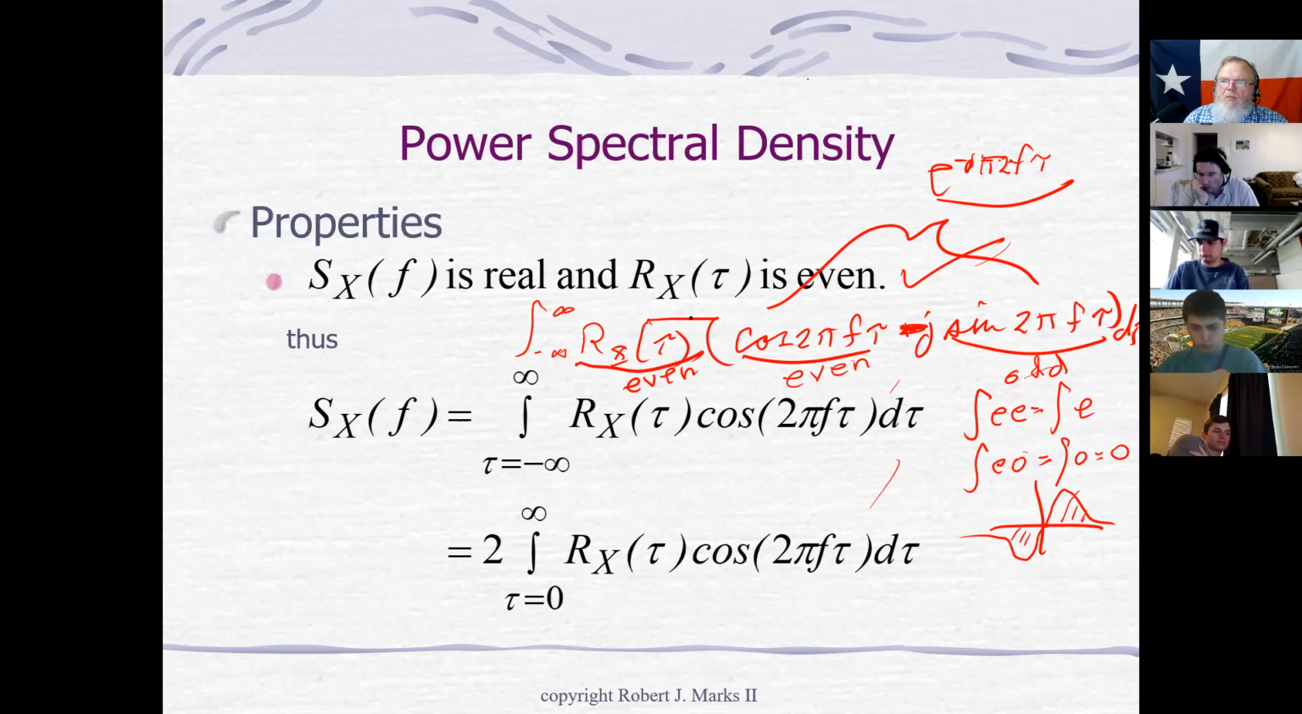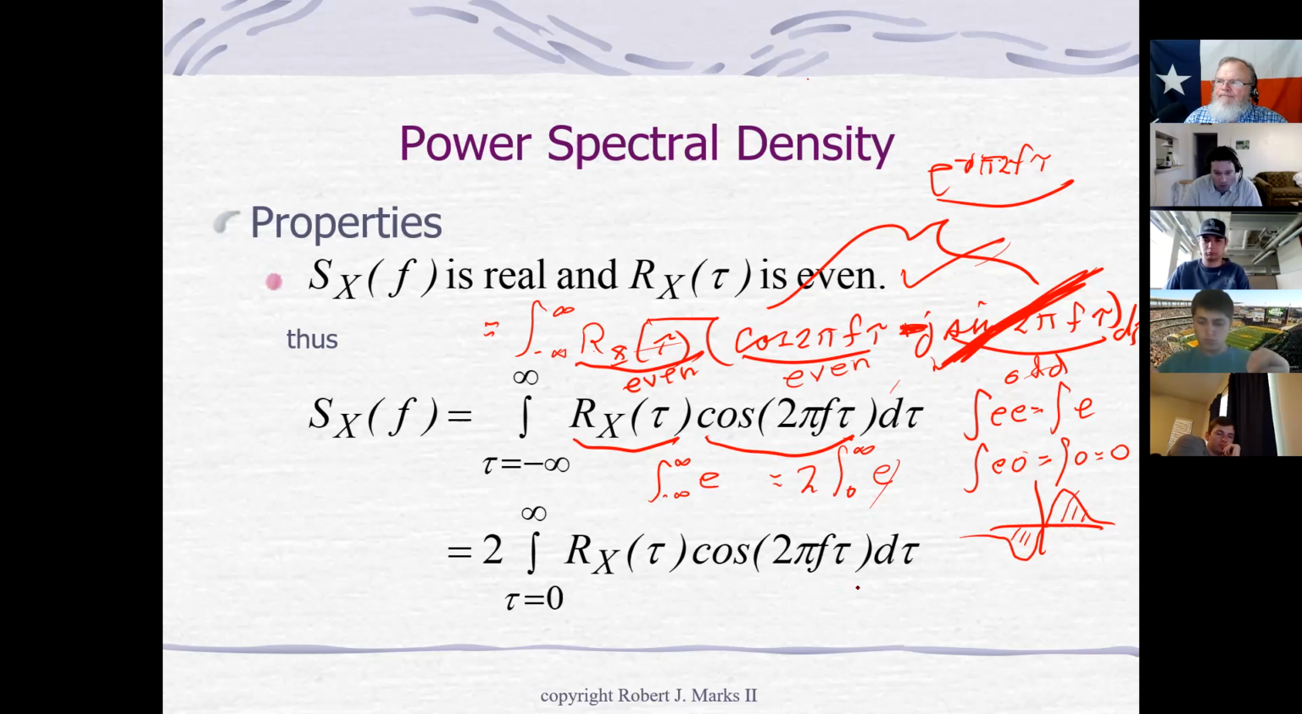So therefore, with this expansion of the inverse transform, we can drop this sign. We don't need that anymore because that's an odd function. And we're just left with the integral of r sub x of tau times the cosine. Now, both of these are even, and the integral from minus infinity to infinity of an even function is equal to twice the integral from 0 to infinity of an even function, right? So therefore, we can just double this and integrate from tau equal to 0 to infinity.